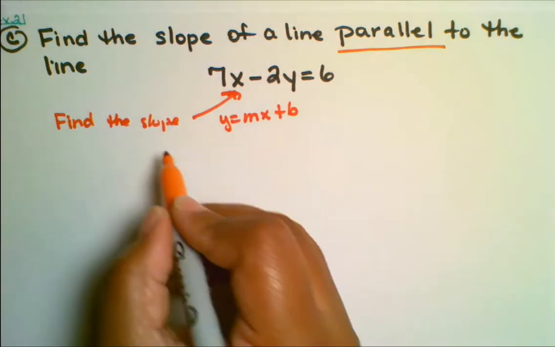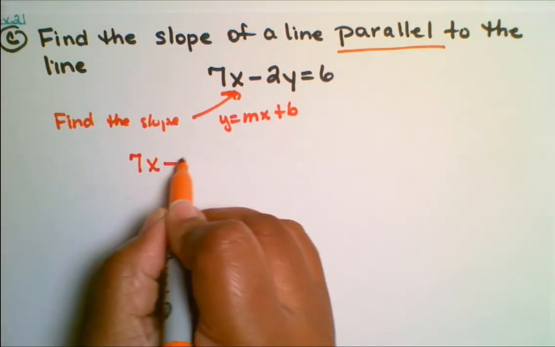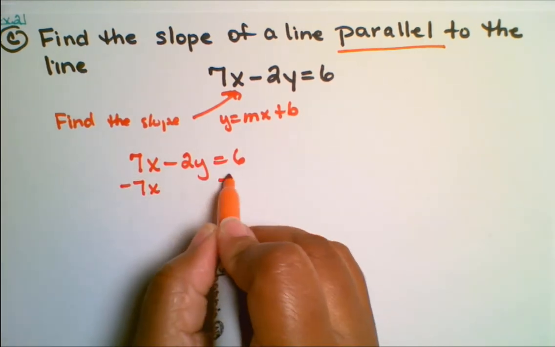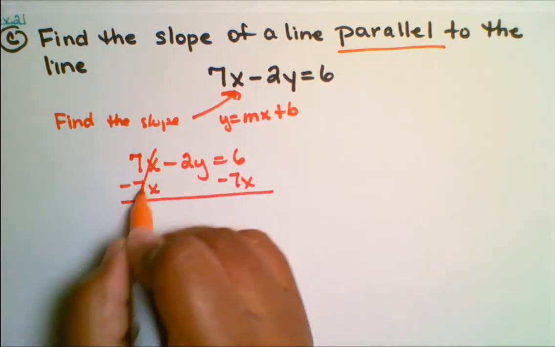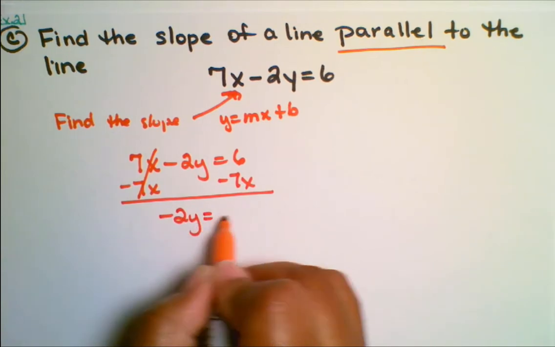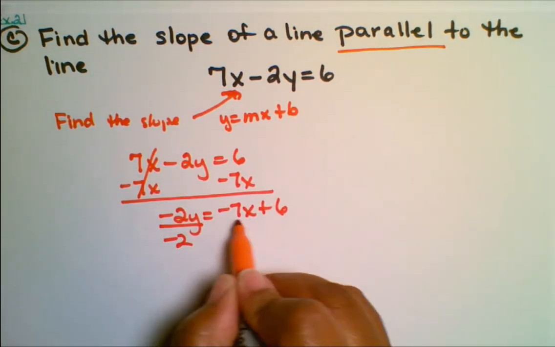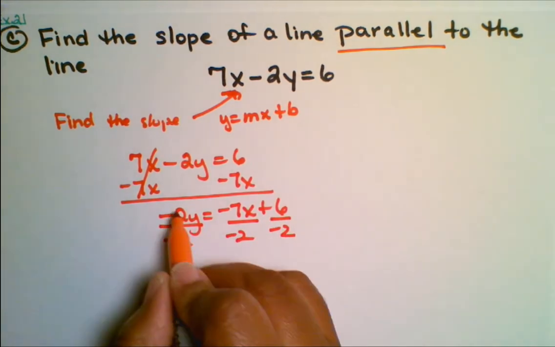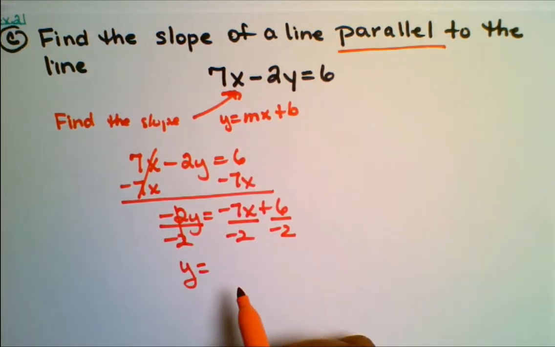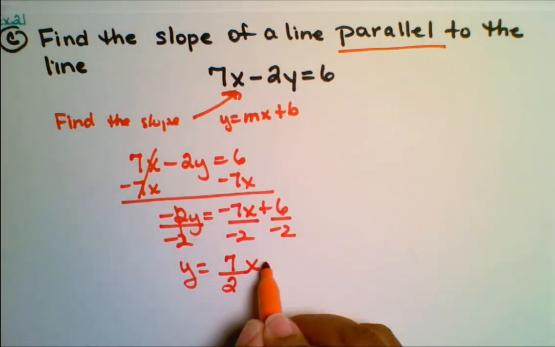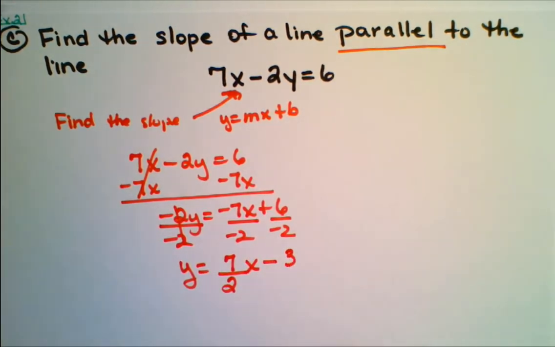So here we have 7x minus 2y is equal to 6. We're going to subtract 7x to both sides. We have negative 2y is equal to negative 7x plus 6. Divide by negative 2 to each term. And we have y is equal to positive 7 over 2 x minus 3.